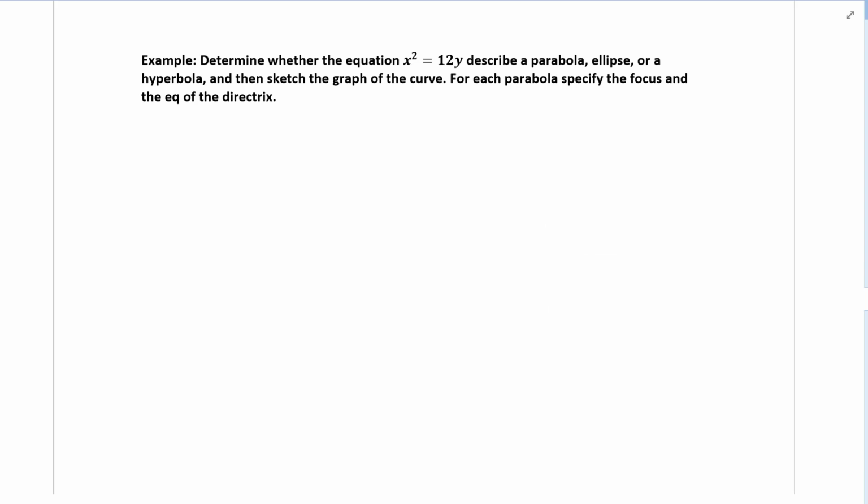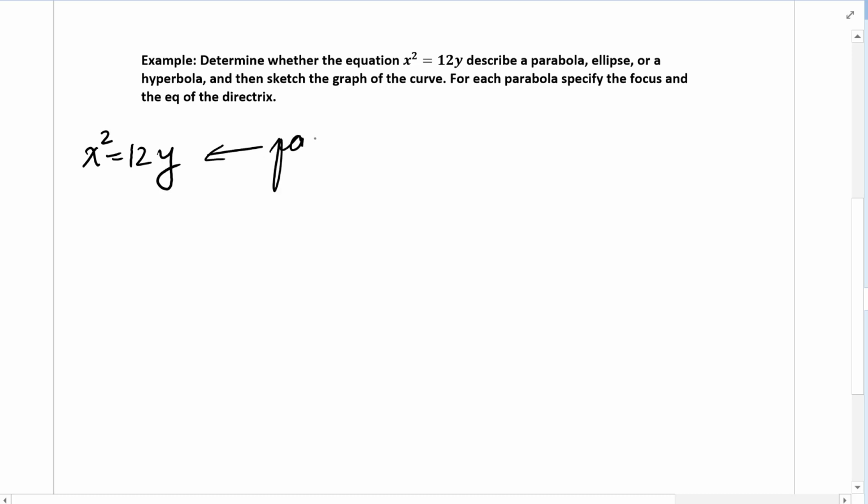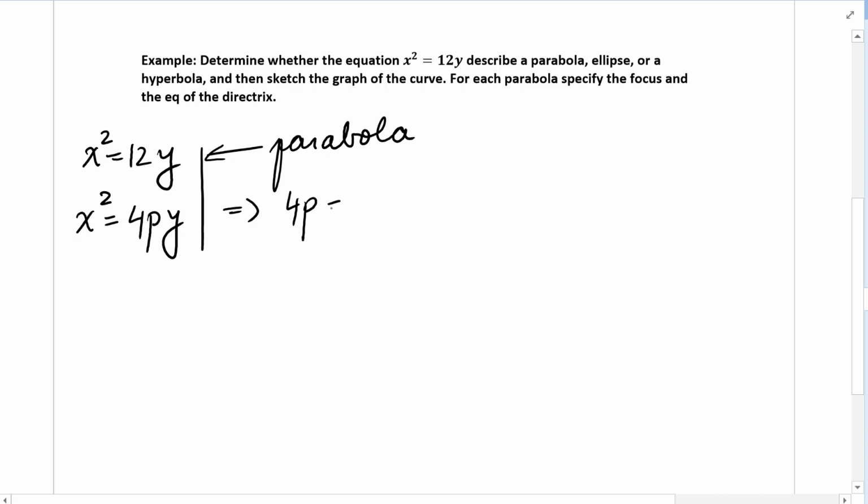And finally, determine whether the equation x squared equals 12y describes a parabola, ellipse, or a hyperbola, and then sketch the graph of the curve. For each parabola, specify the focus and the equation of the directrix. So let's start with the equation x squared equals 12y. We know that this is the equation of a parabola, but in general, it's x squared equals 4py. So if we equate these two, we get 4p equals 12, which means p equals 3. It's positive, so that means the parabola is going to open up this way.